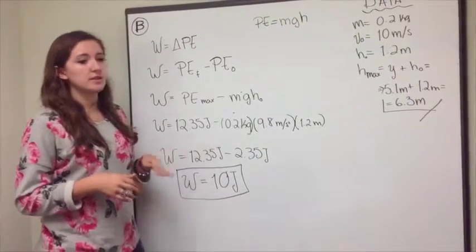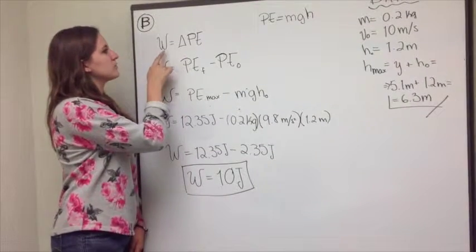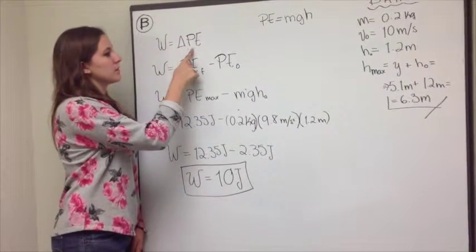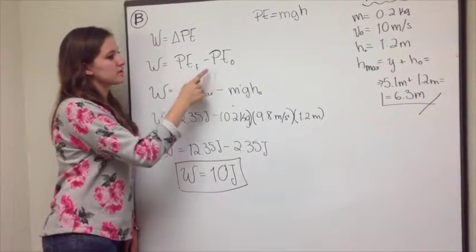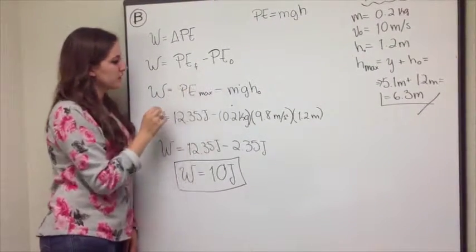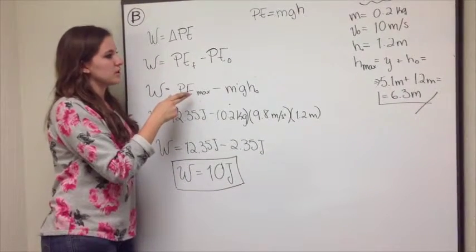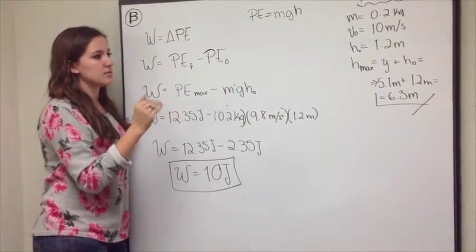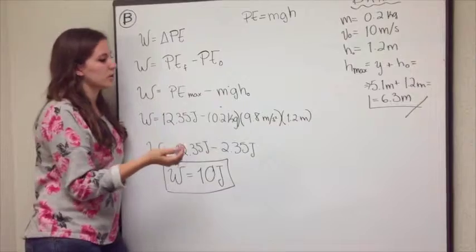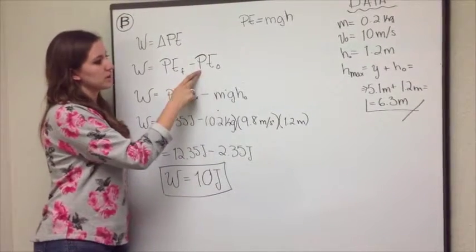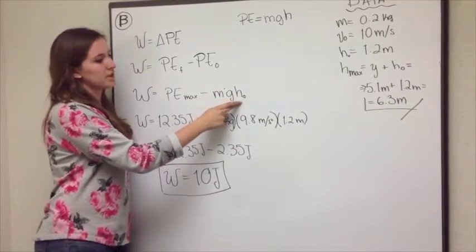Okay, for the second part of the problem, we need to know the change in potential energy between the initial and the maximum height. So we know that our equation for work equals change in potential energy. So it's equal to final potential energy minus initial potential energy. This means that our final potential energy is the potential energy at its maximum height. So we'll use the result we already know, minus substituting initial potential energy by mass times gravity times initial height.